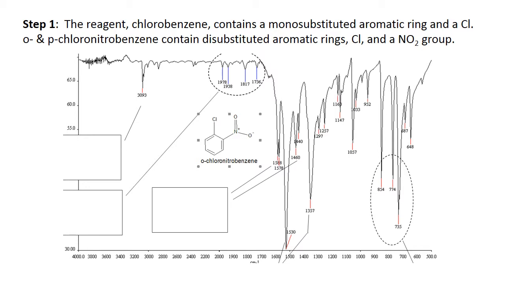So step number 1, what's present in the compounds? Well, I have here the structure of one of the products, ortho chloronitrobenzene. Recall that the reagent will not have the nitro group in it, so it'll be chlorobenzene with a mono-substituted aromatic ring and a chlorine. The two products, ortho and para chloronitrobenzene, will contain a di-substituted aromatic ring, a chlorine, and also a nitro group.